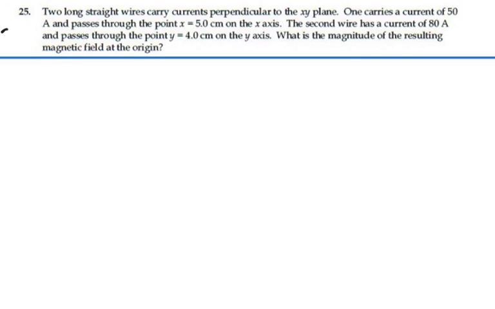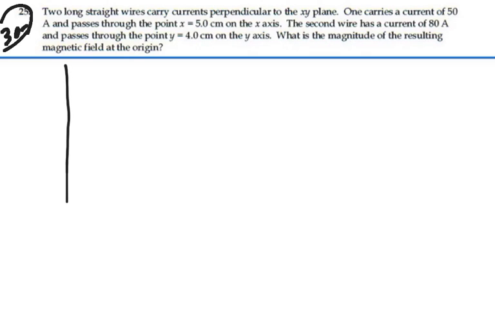Here's problem 3025. Two long straight wires carry currents perpendicular to the xy plane. One carries a current of 50 amps and passes through the point x equals 5 centimeters on the x-axis. The second wire has a current of 80 amps and passes through the point y equals 4 centimeters on the y-axis. What's the magnitude of the resulting magnetic field at the origin?